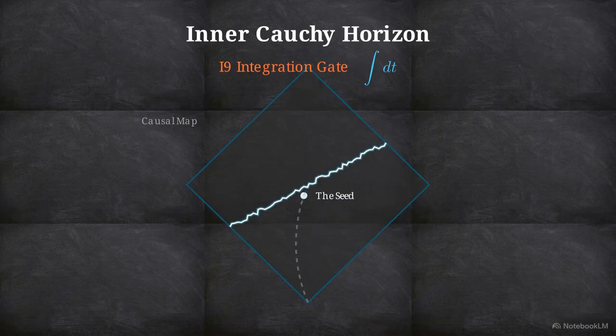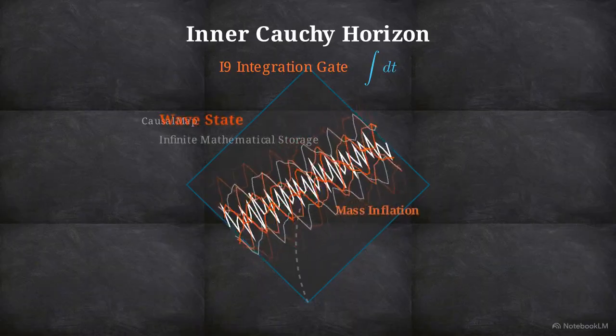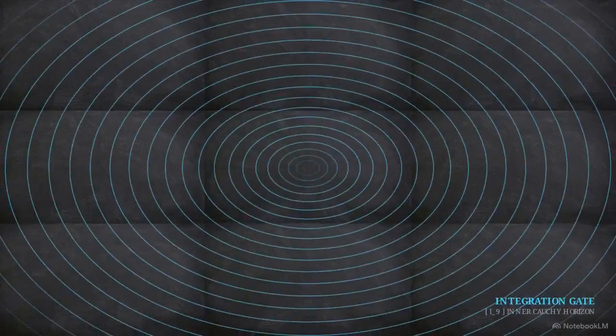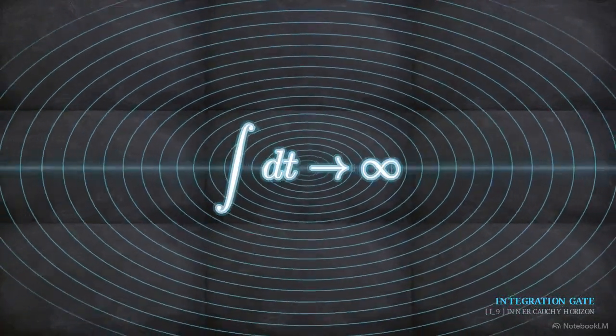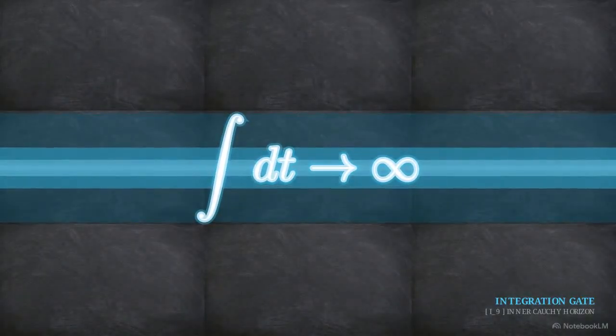The track reaches the inner Cauchy horizon, a zone of theoretical instability within the black hole's interior. At this boundary, Weyl curvature diverges, creating the infinite tidal shear first theorized by Roger Penrose. This is the I9 state, the integration gate. The geometry here induces infinite blue shift. As this integral shows, the infalling history of the universe accumulates simultaneously at this horizon.